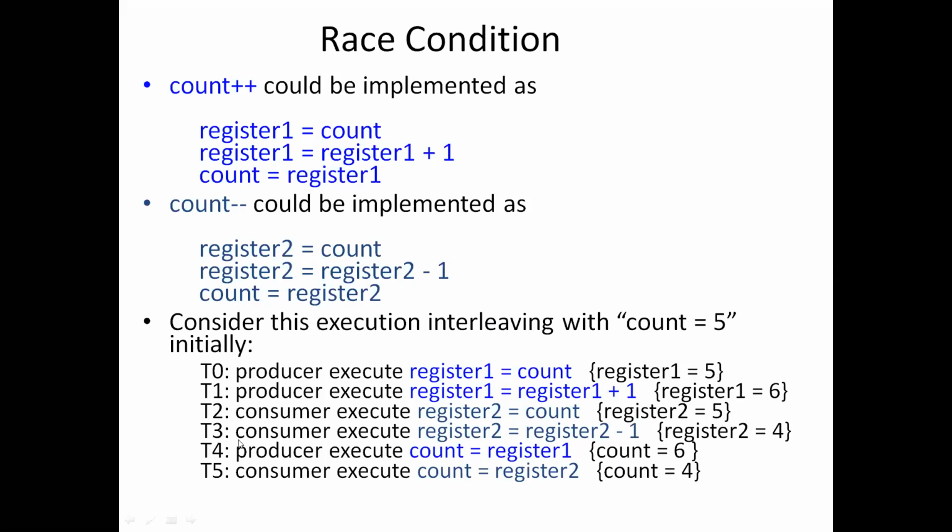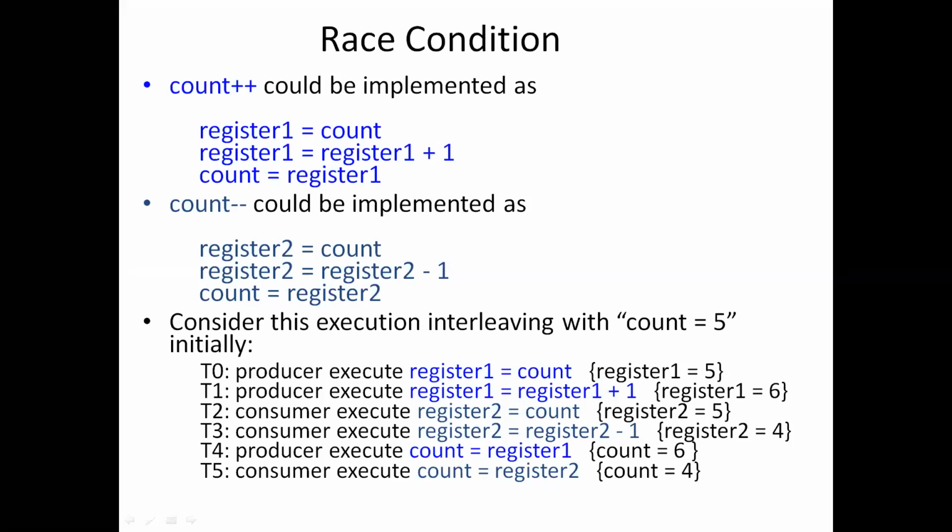Next, thread 3 is running the consumer statement, register 2 is equal to register 2 minus 1. Register 2 has the value 5, so 5 minus 1 is 4, and 4 we are storing in register 2.